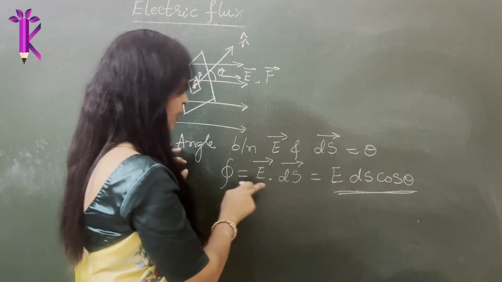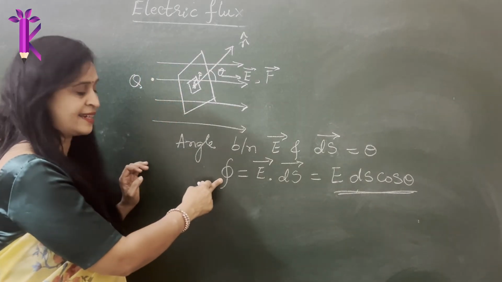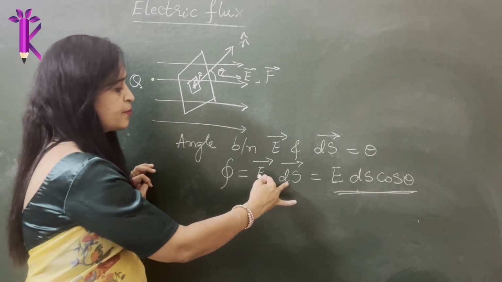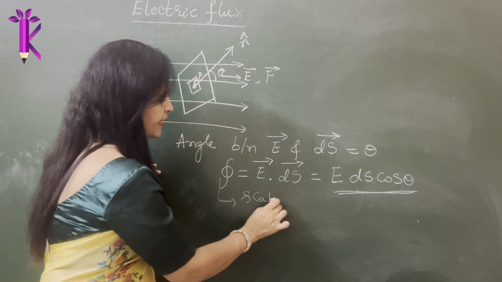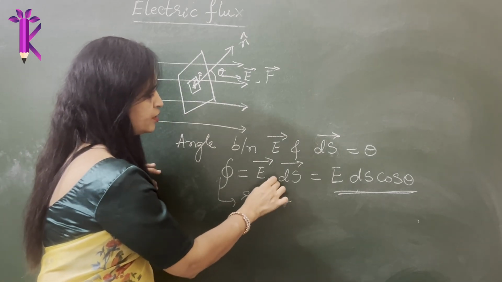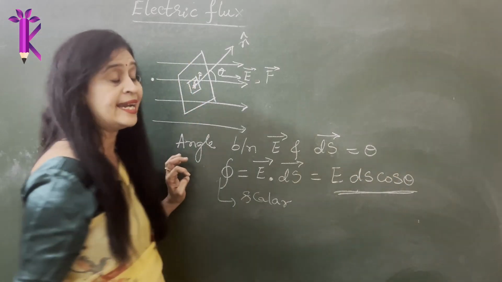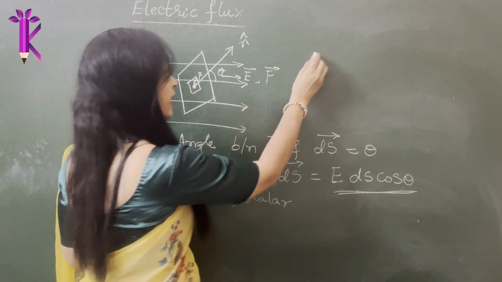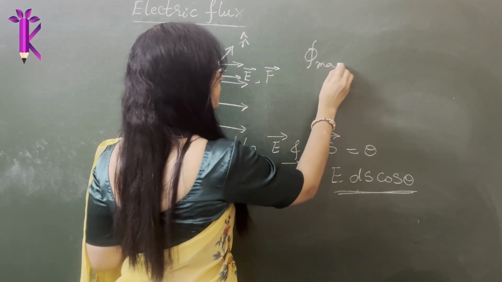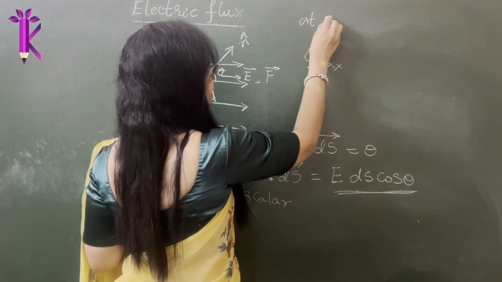Why is it a dot product? Because phi is a scalar. It's not a vector. Although it is a product of two vectors, this turns out to be a scalar. It doesn't have a direction and hence you define it as a dot product. So therefore it has to be E dS cos theta. Now when is phi maximum? Phi is maximum at, let's say, theta equal to 0.